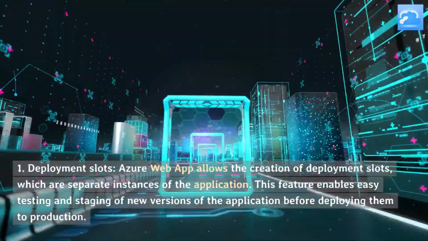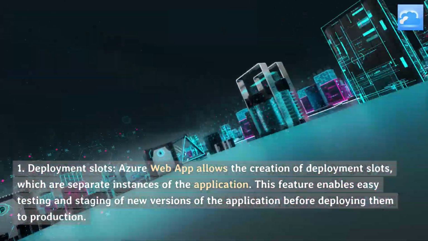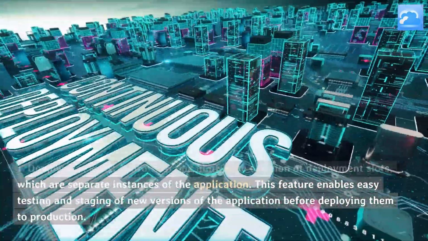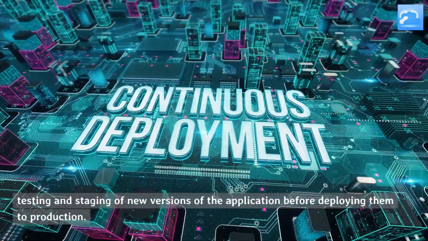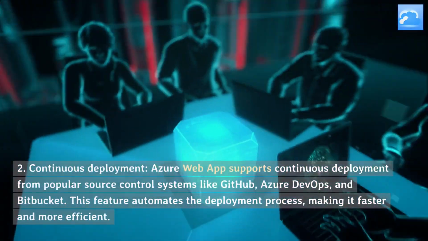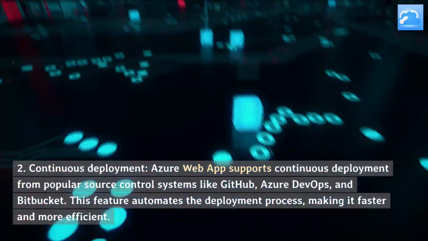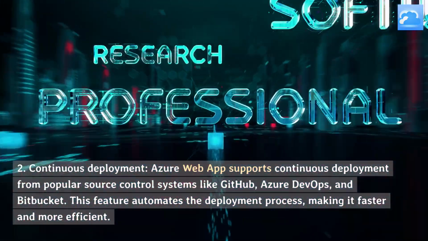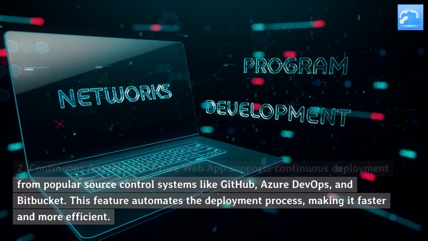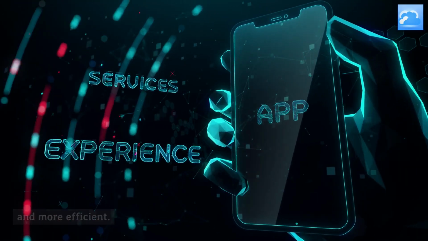Key features available in Azure Web App include: 1. Deployment slots. Azure Web App allows the creation of deployment slots, which are separate instances of the application. This feature enables easy testing and staging of new versions of the application before deploying them to production. 2. Continuous deployment. Azure Web App supports continuous deployment from popular source control systems like GitHub, Azure DevOps, and Bitbucket. This feature automates the deployment process, making it faster and more efficient.